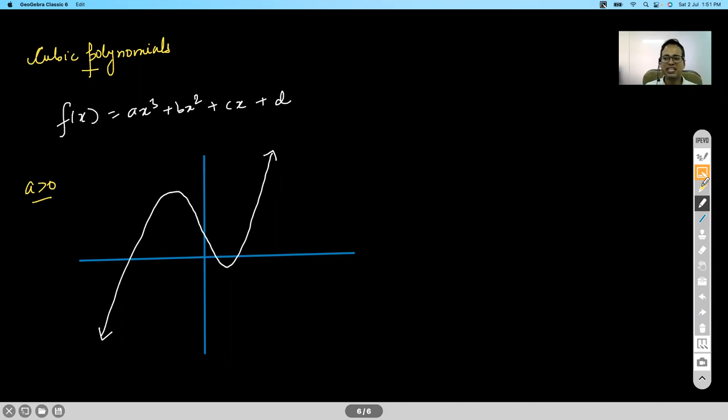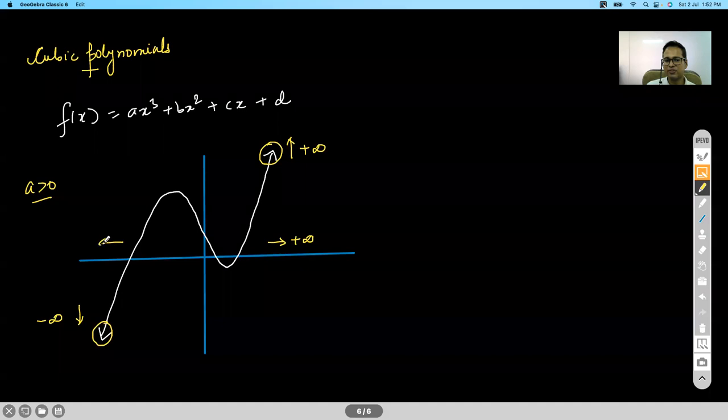So what is more important here is to see where the end branches of this polynomial are. If A is positive, your graph will always end towards plus infinity if your X becomes very, very large. And the graph will always end towards minus infinity if your X is negatively very, very large. This is very important because from this we'll get an idea about its domain and range. So again, note this down. We are going to talk more about it under theory of equations.